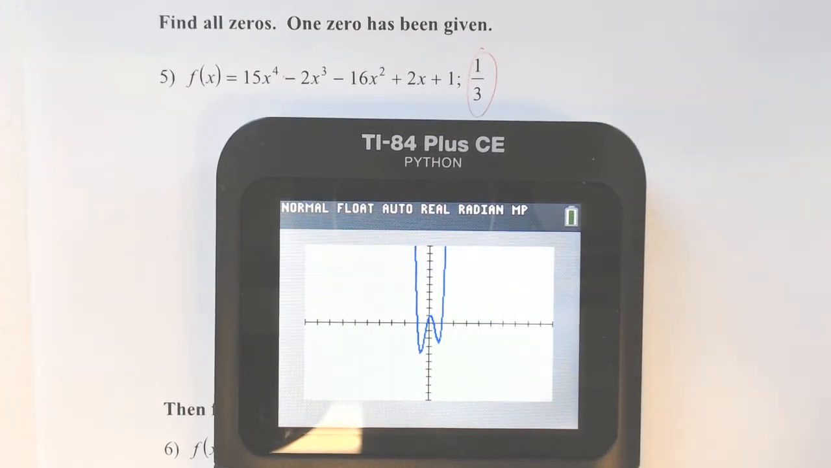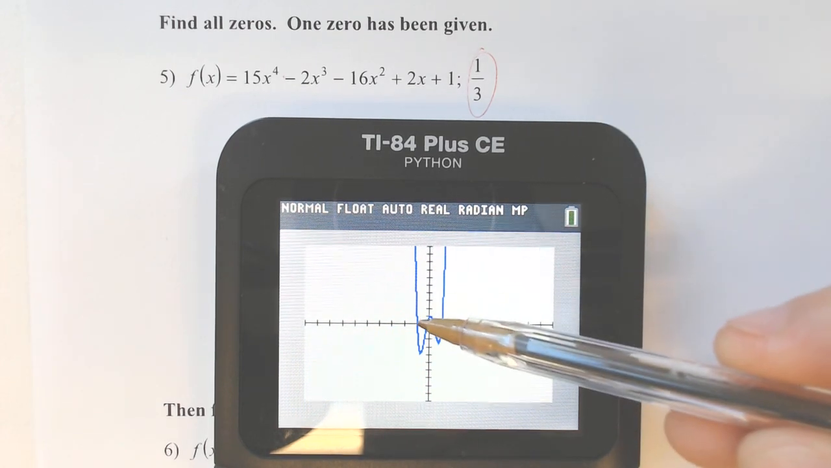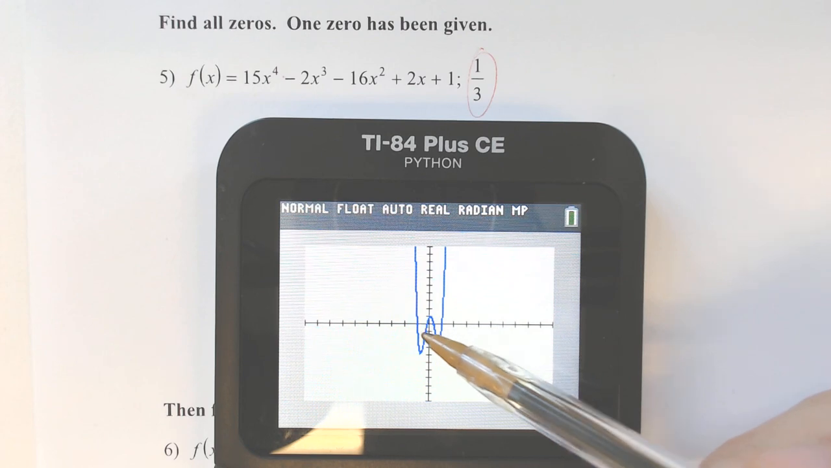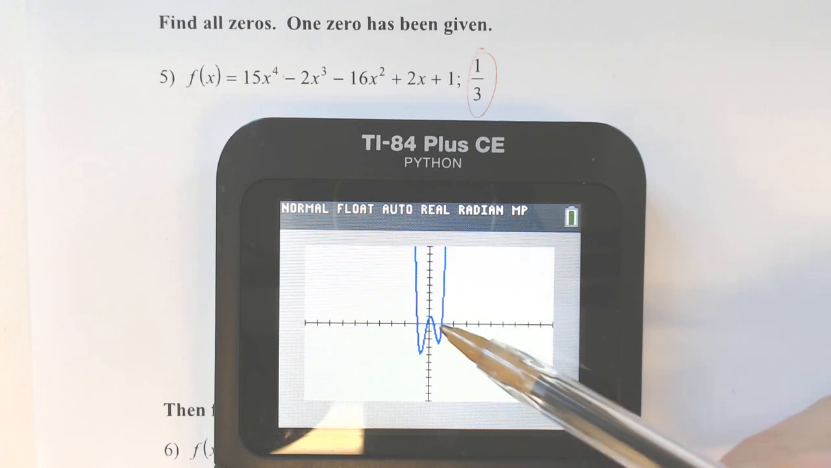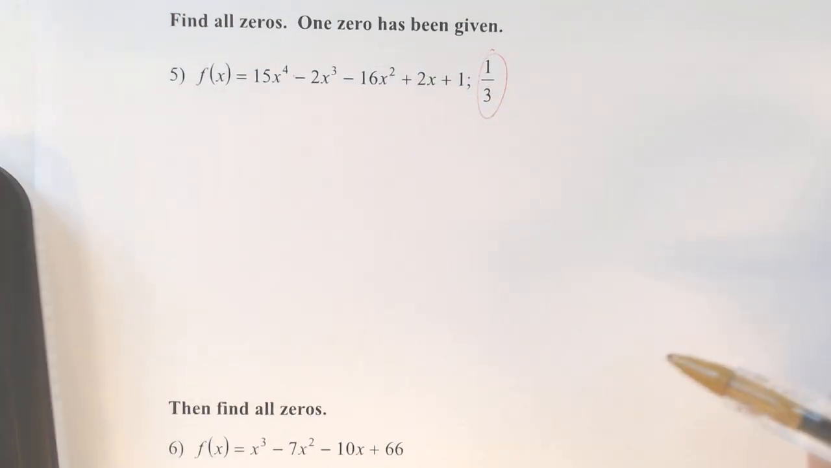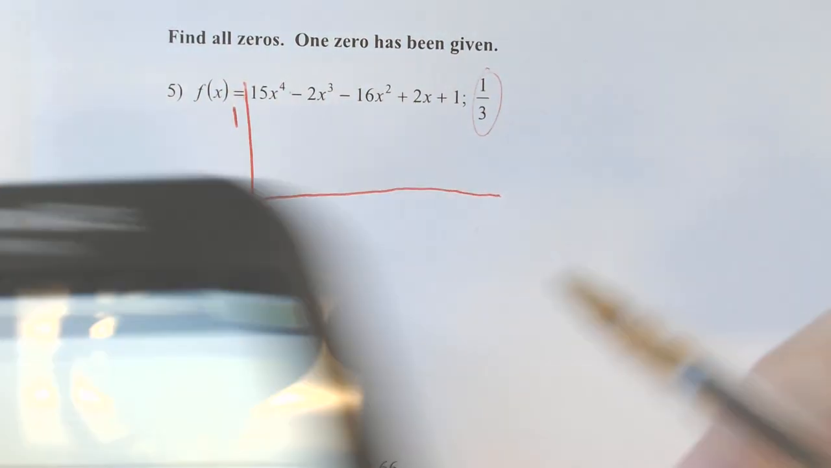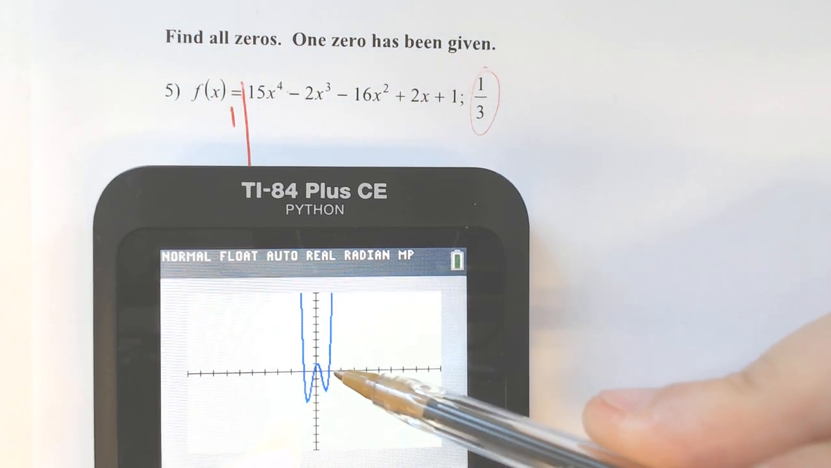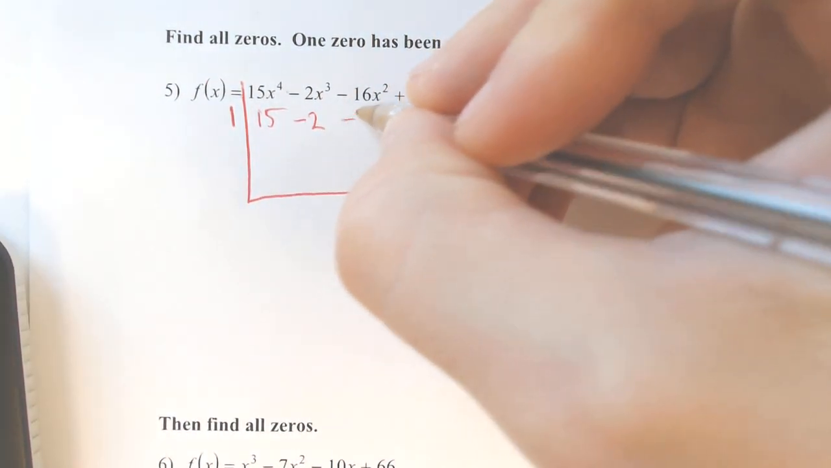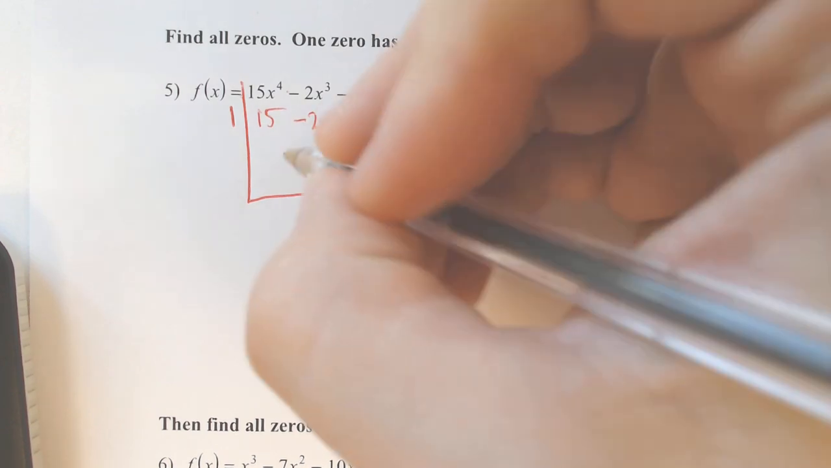Okay. So it looks like it has a 0 at -1. It looks like it has a 0 at +1, and then it looks like it has two of these that we don't really know. So for this, you should probably resort to dividing because we don't have all the zeros. I'm going to start by dividing with a 1 because it looks like it goes through at 1. I'm going to write these numbers here: 15, -2, -16, 2 and 1.